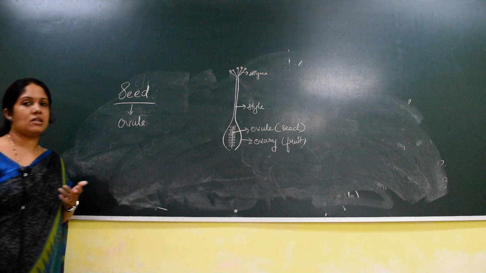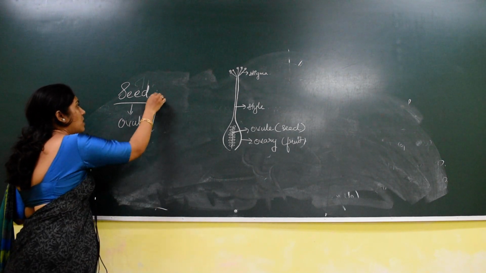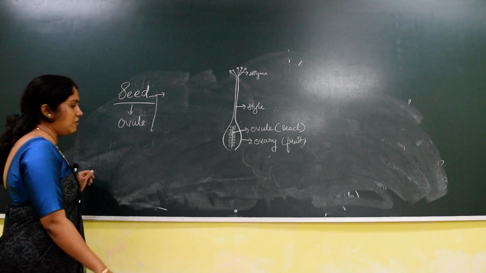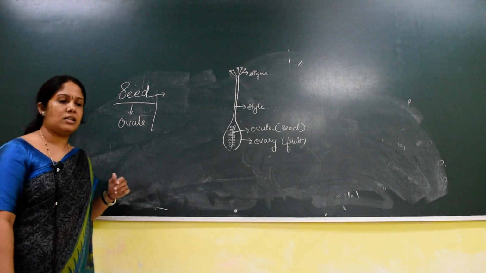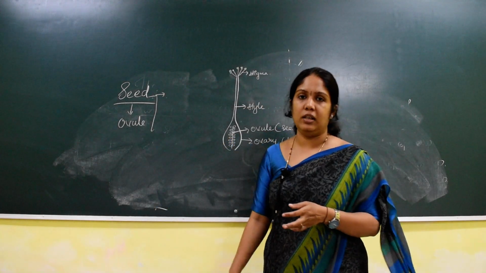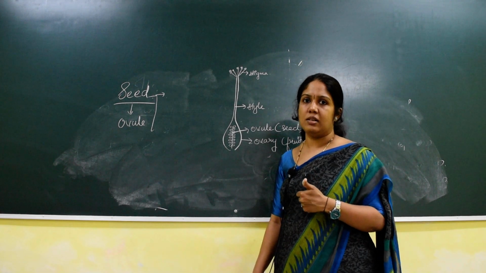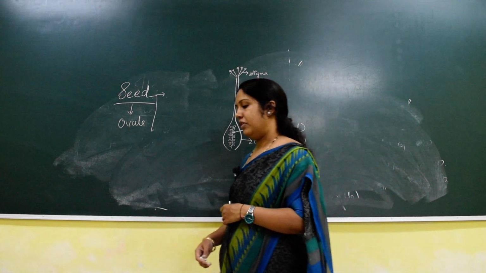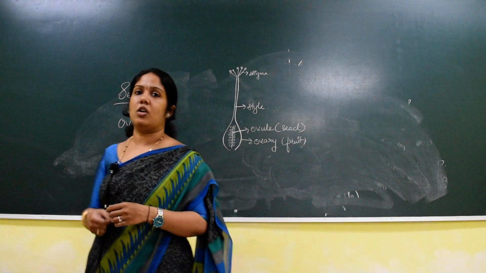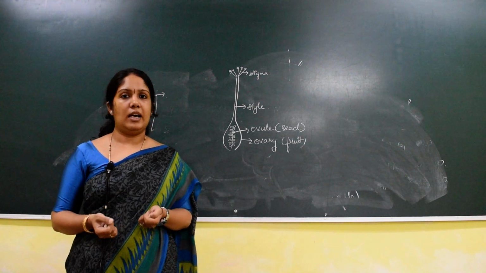Now what is this ovule, or what is the seed made up of? The seed is mainly classified based on its cotyledon. It is classified into monocotyledon as well as dicotyledon. That is, if it is made up of a single cotyledon, then it is called a monocot. If it is made up of two cotyledons, it is called a dicot.